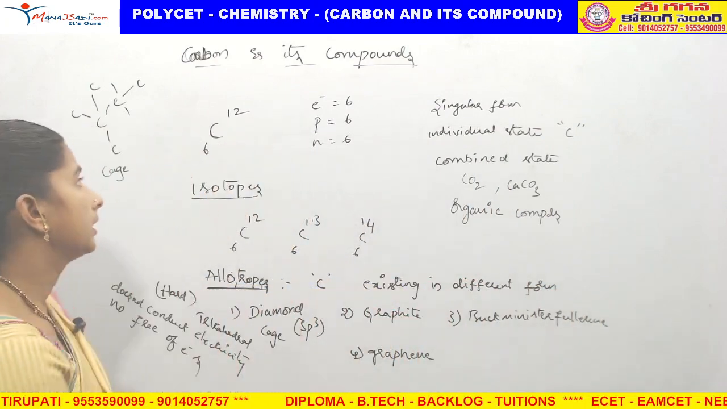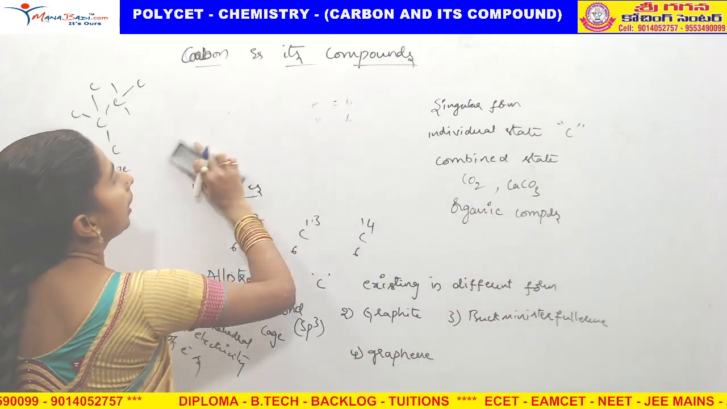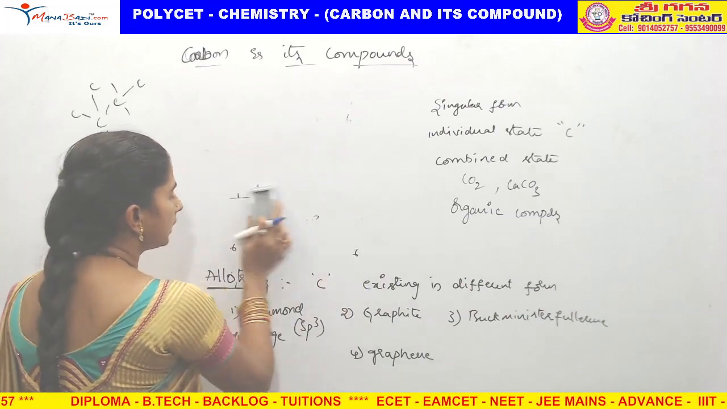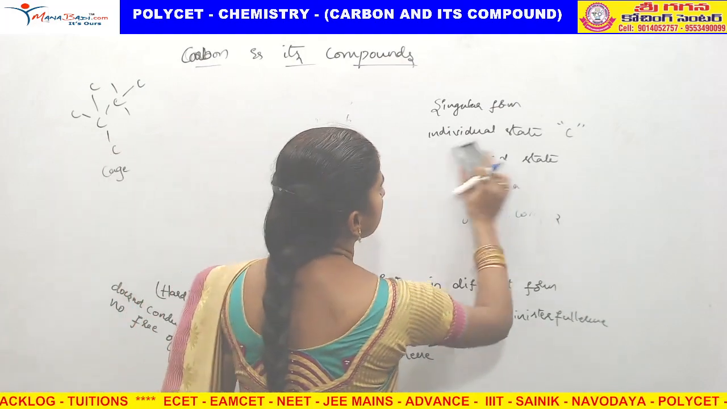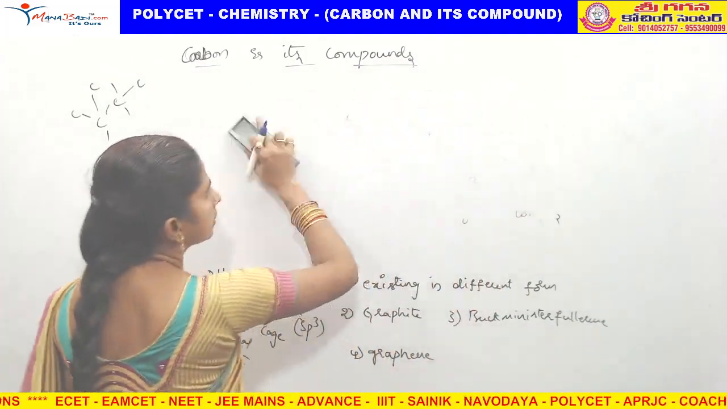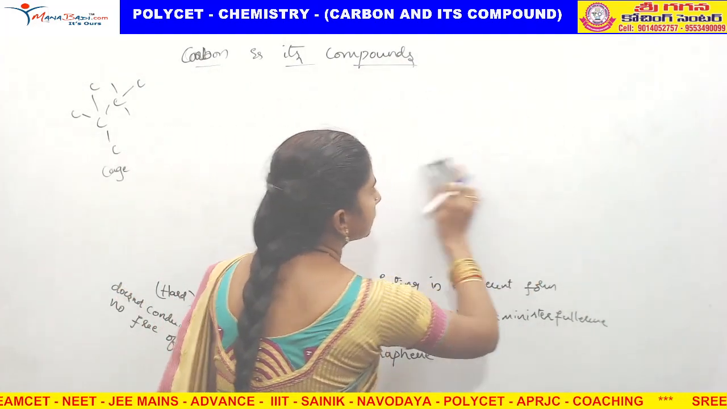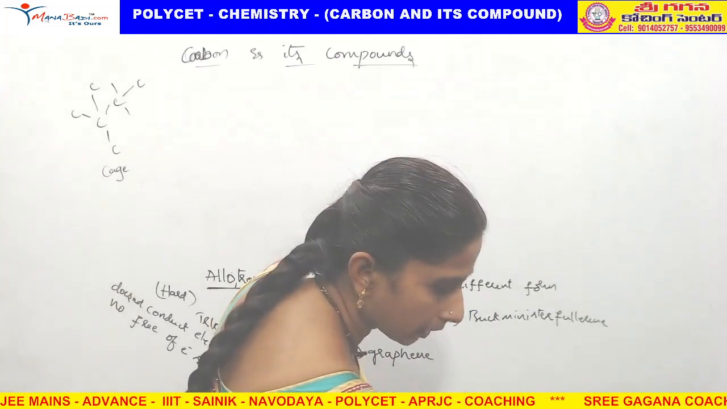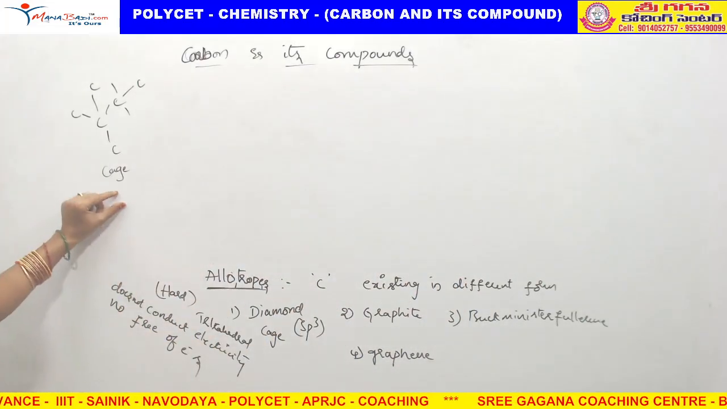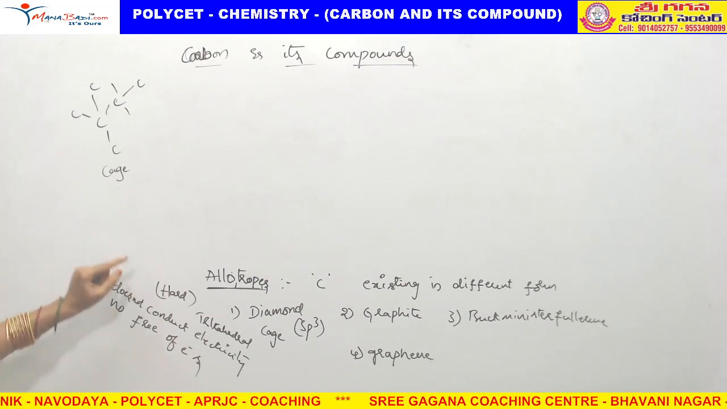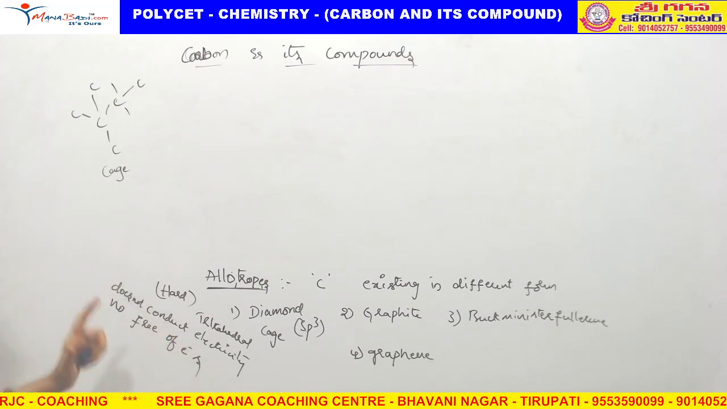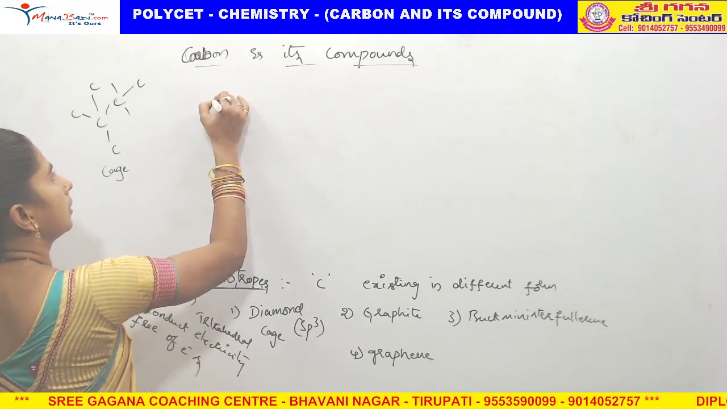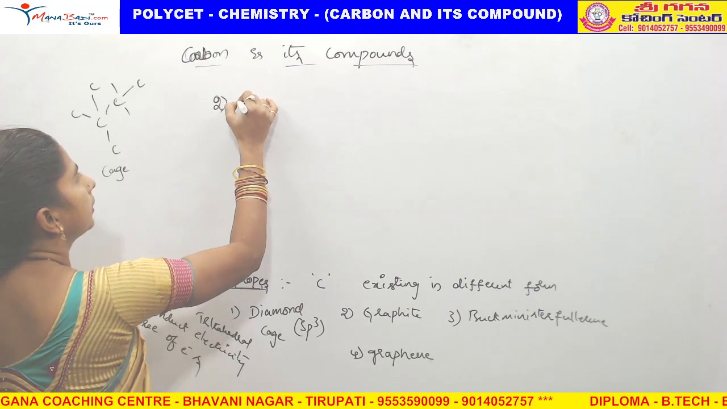It has sp3 hybridization, and due to sp3 hybridization it is in tetrahedral shape. Due to the tetrahedral shape, all carbons are arranged tetrahedrally with a cage-like structure. Due to its structure, it is very hard in nature. There are no free electrons, so it does not conduct electricity. And again, another one, graphite.